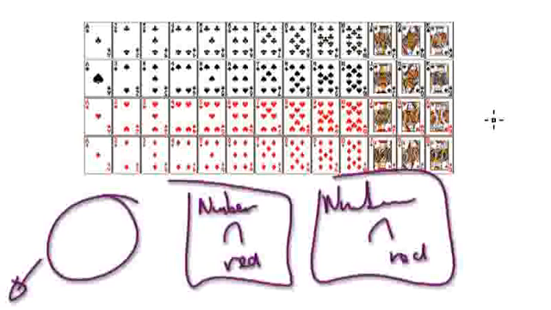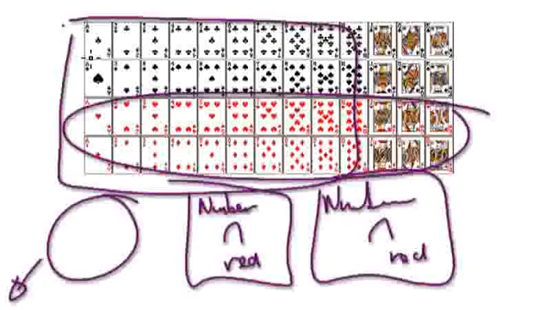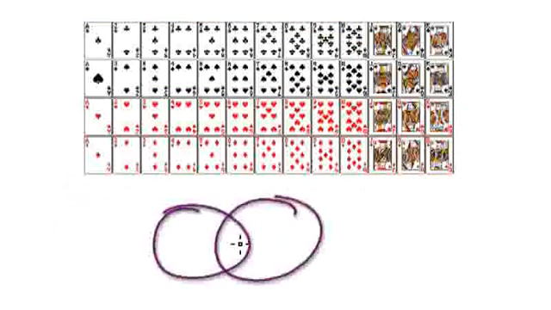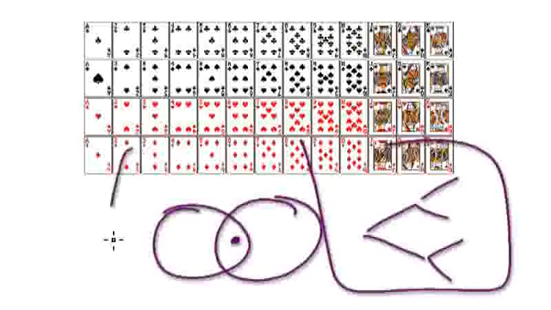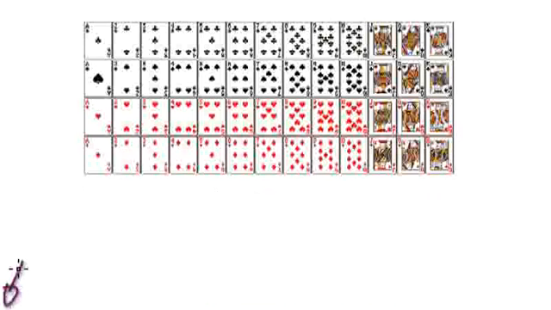So here you in effect have an overlap. When there's an overlap, jump to the Venn diagram. Once you've got your Venn diagram, then you can start jumping to your tree diagram. So you've got to combine the tree diagram and the Venn diagram in order to answer this question. So press pause and have a go.